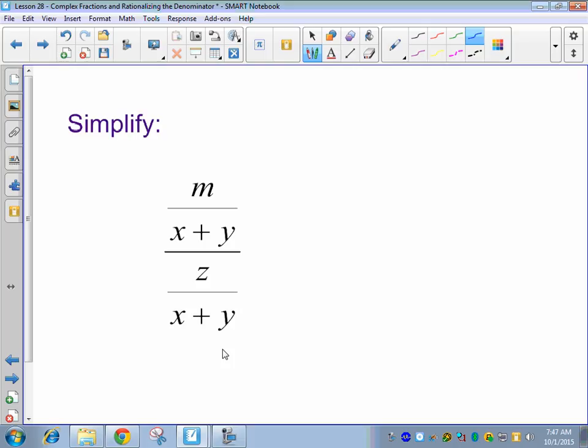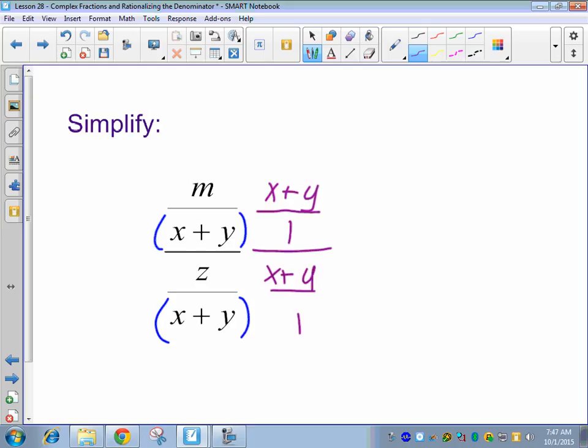So look at what's in the denominator, and we're going to multiply by the common denominator. So both of these denominators have x plus y. So we're going to multiply the top by x plus y over 1, and the bottom by x plus y over 1. So whatever the common denominator is, we're going to multiply top and bottom. Because I'm really multiplying the whole entire fraction by 1, it's allowed. We're not changing the value.